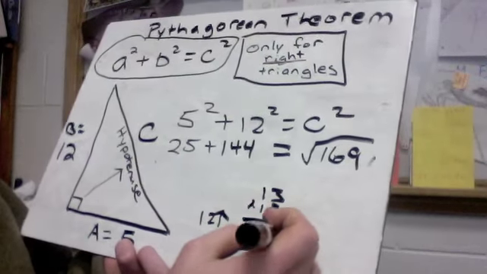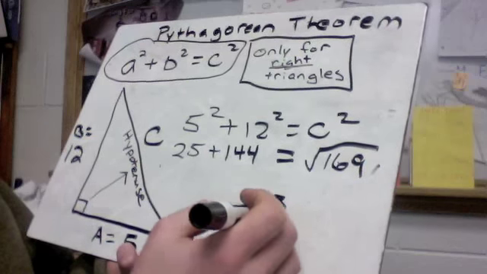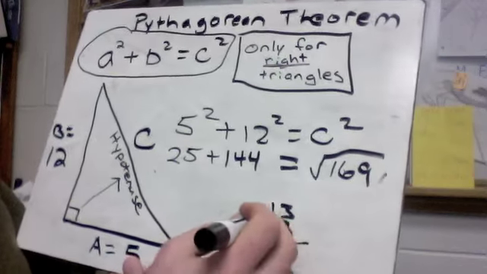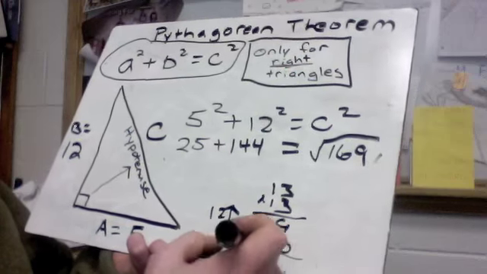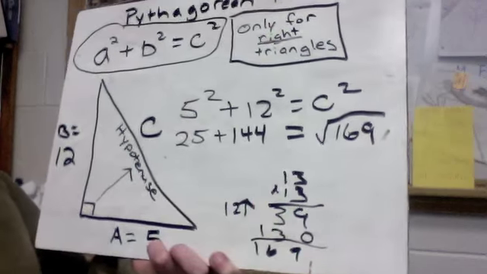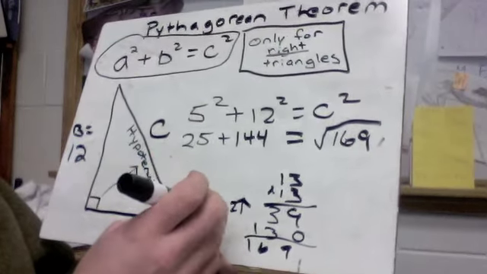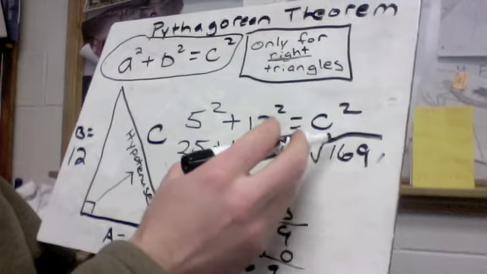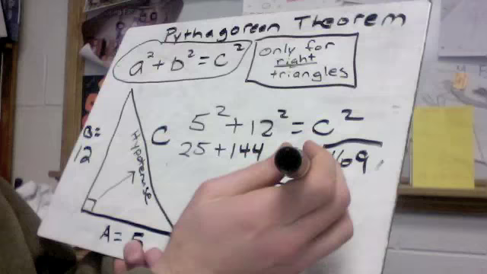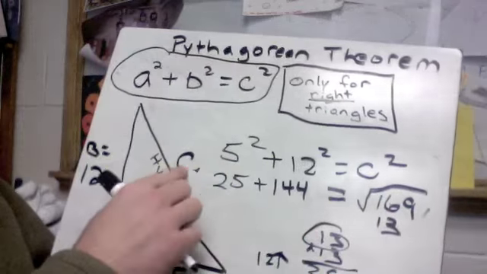13 times 13, we'd have a 9 there. We'd have 3. Put your 0 there, a 3, and a 1. Add them together. That's 169. So our additional side is 169, the square root of that, which is 13. So I can put 13 right here.